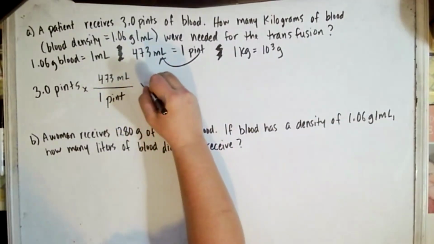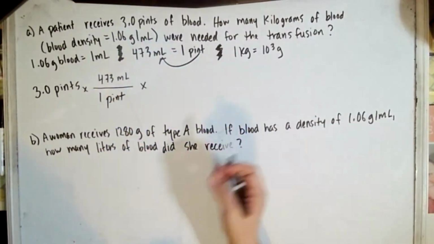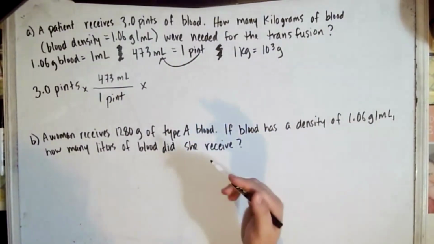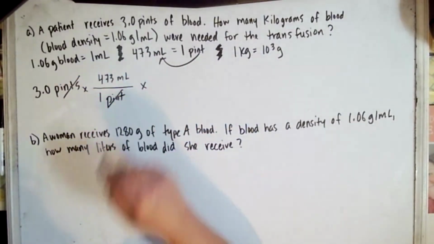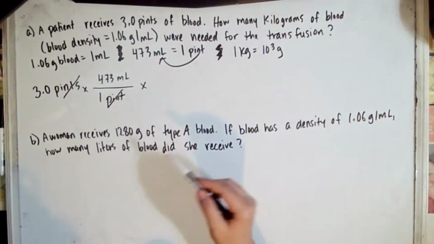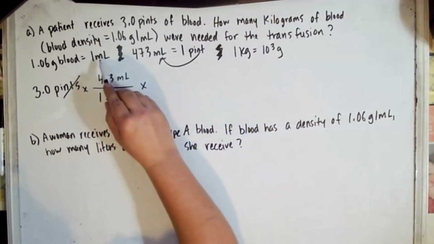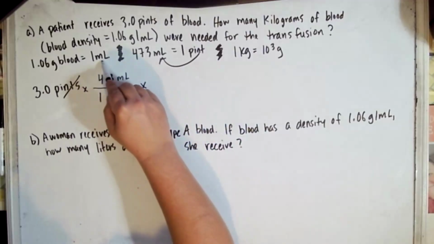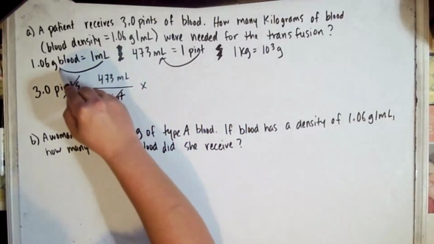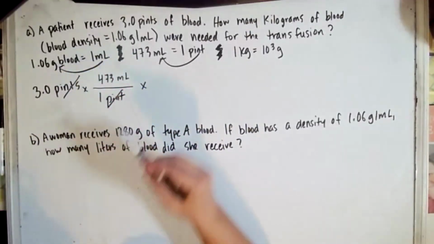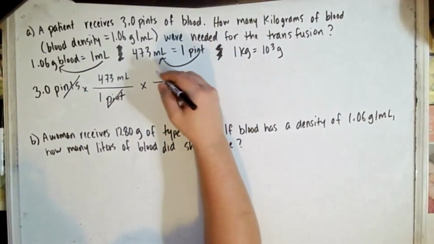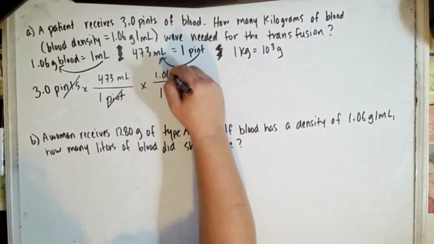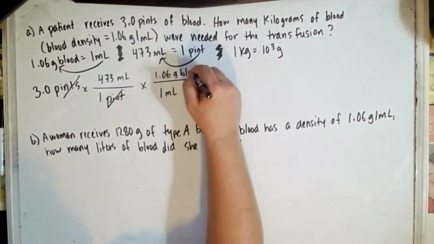Okay. Now in our next step, if you're looking at what's left, which of the equalities you need to work with next, we have milliliters up here in our numerator spot. So the next conversion factor you need to build needs to have milliliters in it. And we'll go from milliliters into grams. So our 1 milliliter will go on the bottom and our 1.06 grams of blood will go up top.